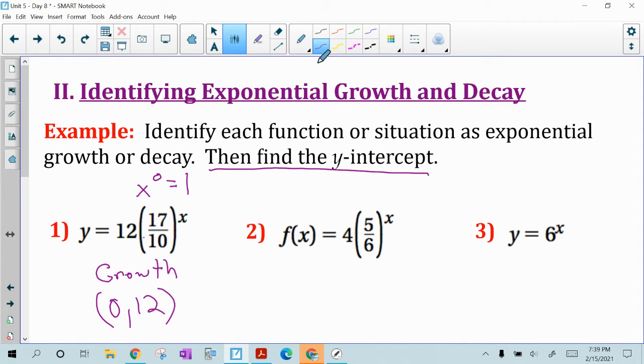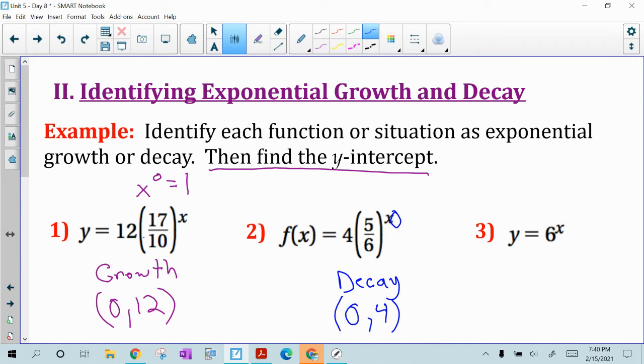Next, change gears real quickly. I look at this one and say, ooh, that b value is less than 1, so this one is decay. And once again, if I place a 0 there, this whole thing becomes 1. So therefore, I'm just looking at (0, 4).